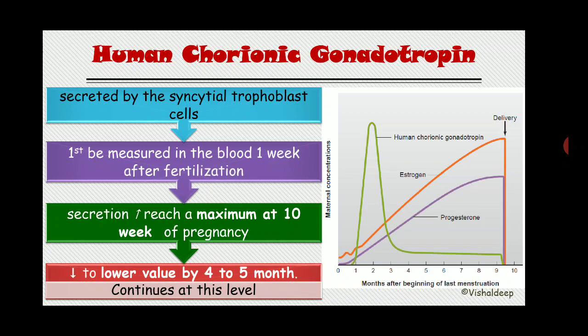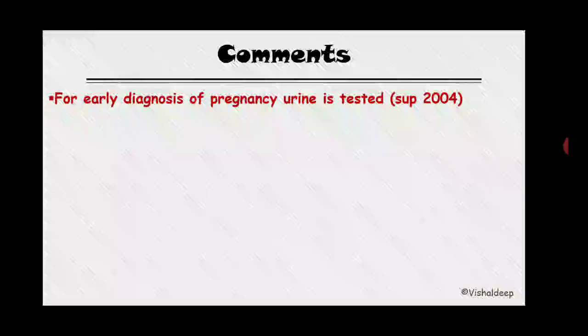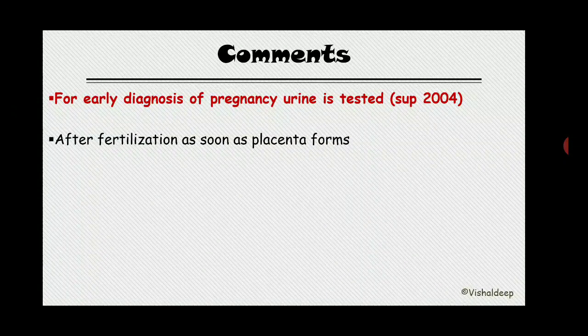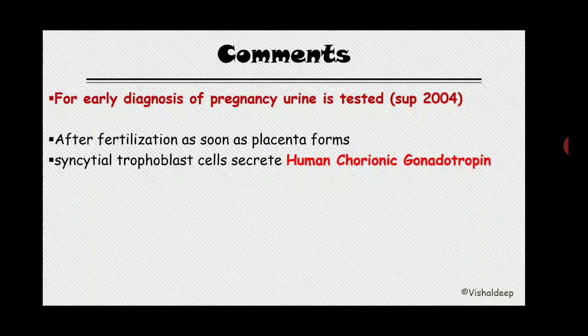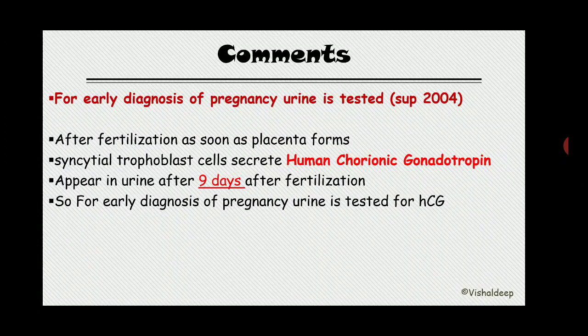As far as the appearance of human chorionic gonadotropin in the urine is concerned, there is one comment that is actually asked: for early diagnosis of a pregnancy, urine is tested. The answer you are supposed to write is like this: after the fertilization, as soon as the placenta forms, the syncytial trophoblast starts secreting human chorionic gonadotropin. That HCG begins to appear at the 9th day after the fertilization, and so for early diagnosis of the pregnancy, urine is tested for HCG. That is the complete answer, and you get 2 marks.